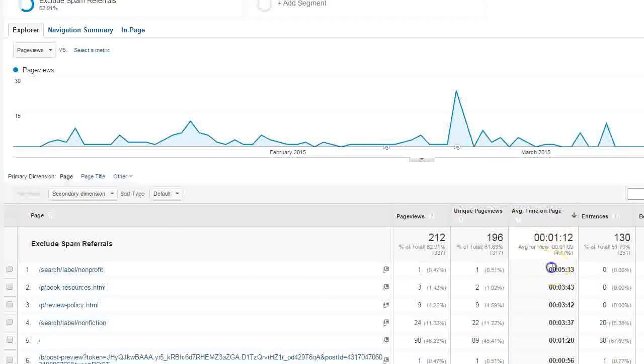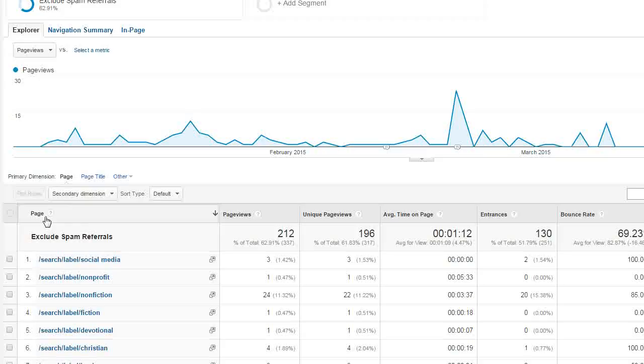So one thing to note though with the time on page, that can be kind of arbitrary because many people multitask now. So it's possible people came to this nonprofit page and then they took a phone call, or they went and did another task, or they were on another window. So it's kind of something that you have to just take carefully, that metric. So I just went back and I'm sorting again by the page.